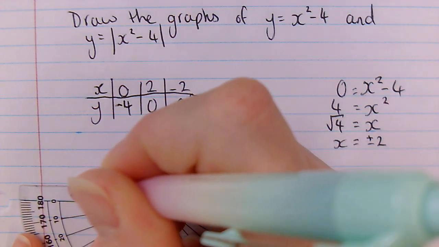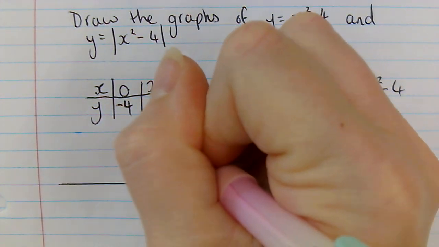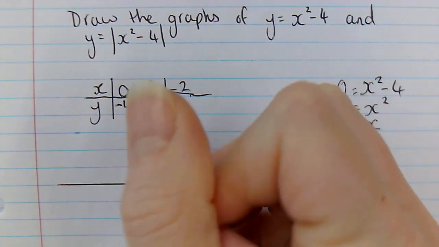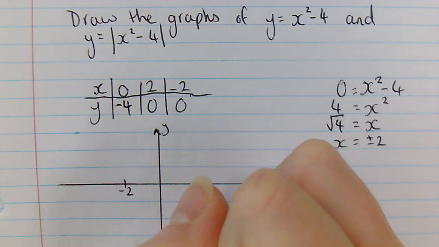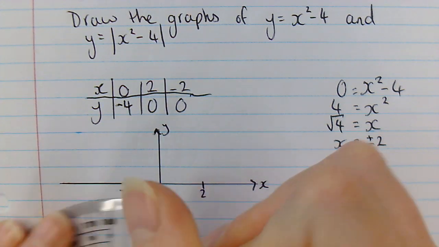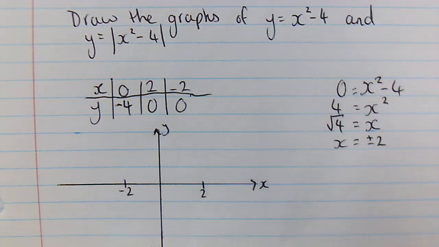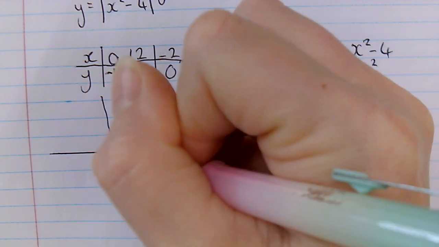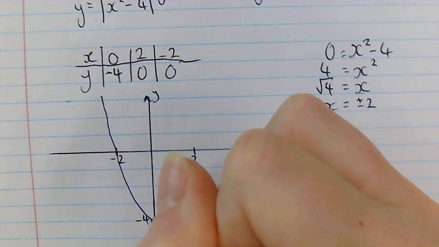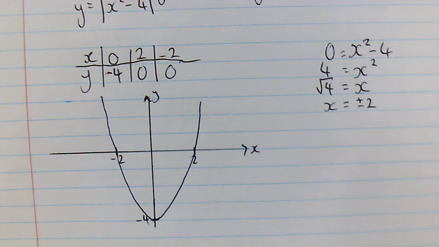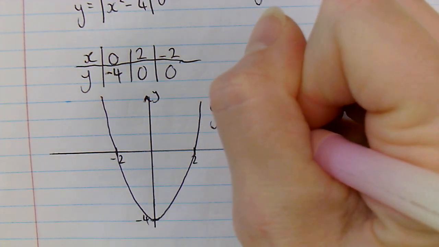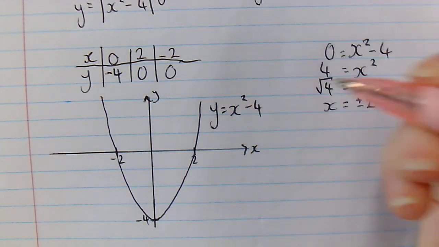Okay, now remember it is a sketch. So if this is my y-axis and my x-axis, I know it's got to cross through minus 2 and 2, and it's going to go down to minus 4. And then I can just do a very quick sketch of a smooth curve. You should be using pencil and a ruler for drawing. I used a ruler, but pencil doesn't show up quite so well. Okay, so that's my y equals x squared minus 4.